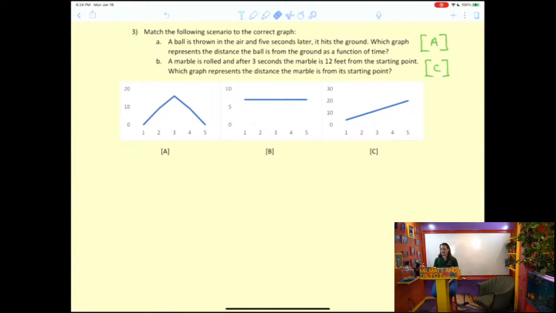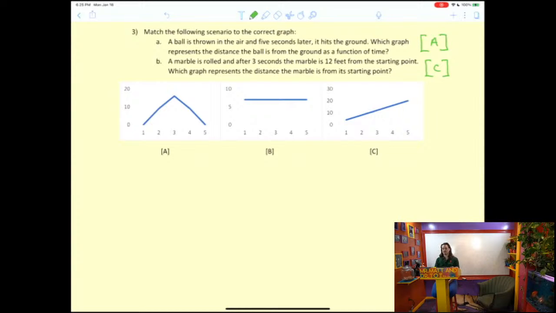So that's graph A. For question 3B, when the marble is rolled and 3 seconds later the marble is 12 feet from the starting point, notice that even though graph C goes beyond 12 feet, it goes beyond 3 seconds, we have a constant rate of speed, and at x is equal to 3, y is equal to about 12.